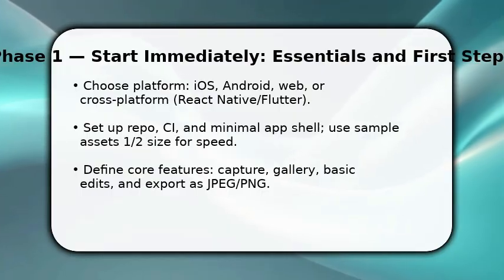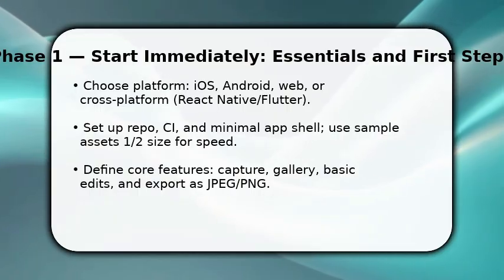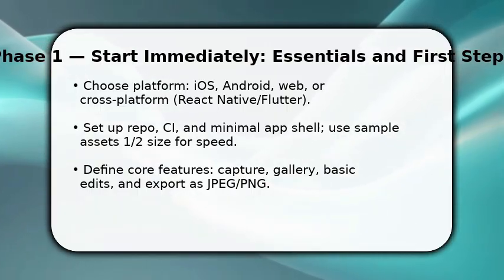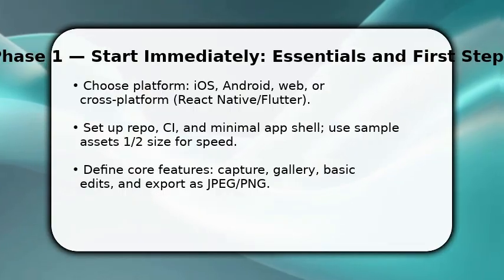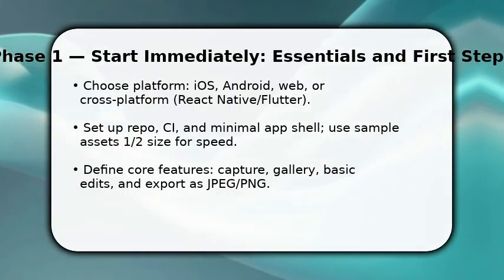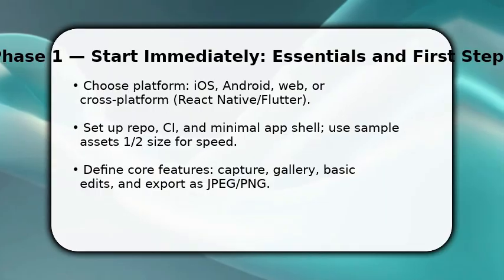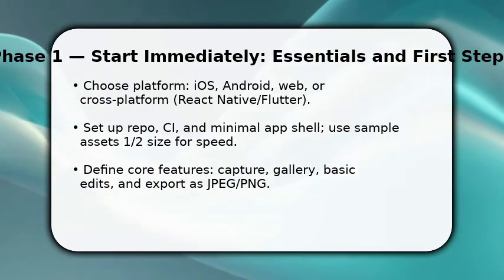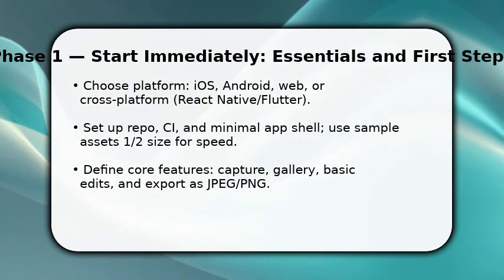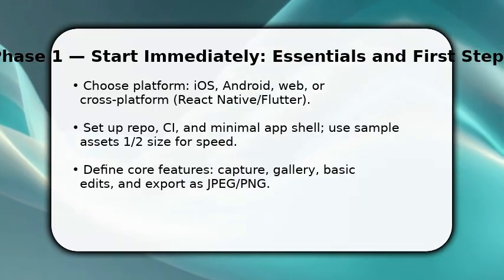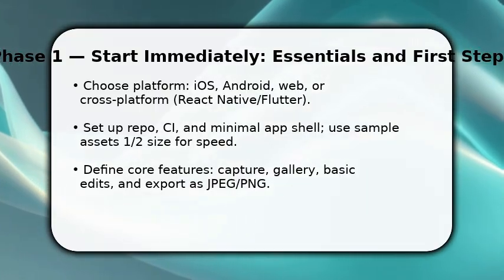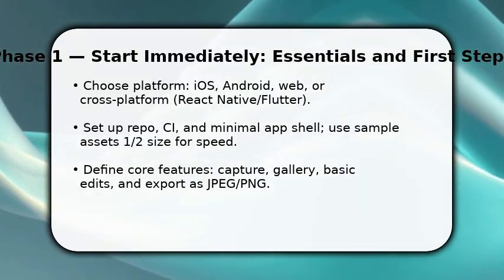You start by picking the platform and why that matters for APIs and performance. Initialize a repository and CI so builds run automatically. This prevents drift. Create a minimal app shell with a placeholder camera and gallery UI using scaled sample assets to keep iteration fast. Decide core features now: capture, gallery, basic edits, export formats.